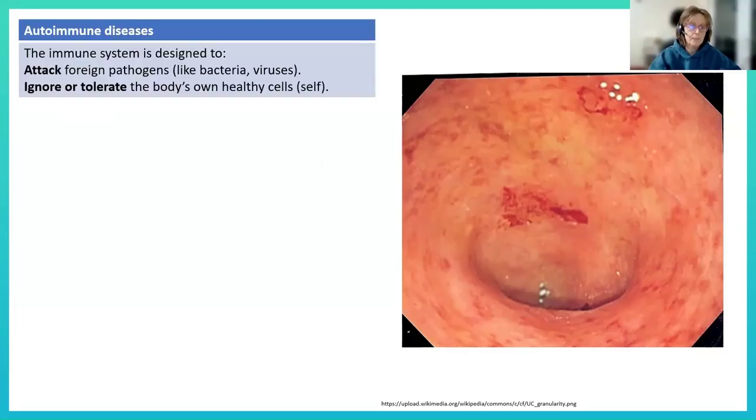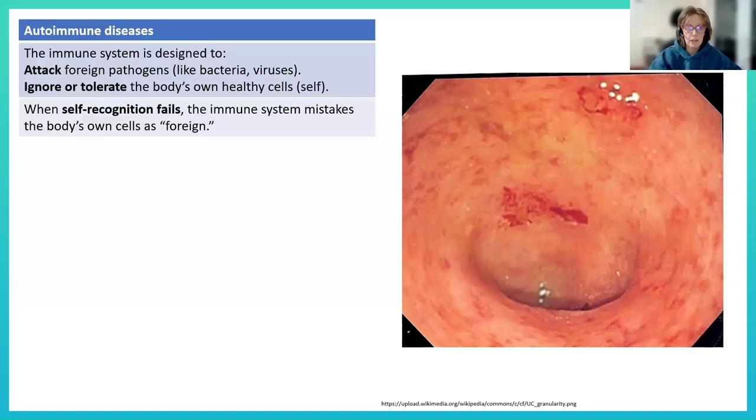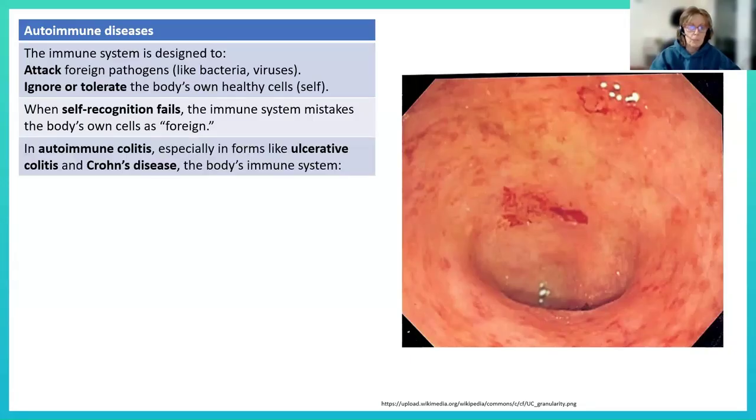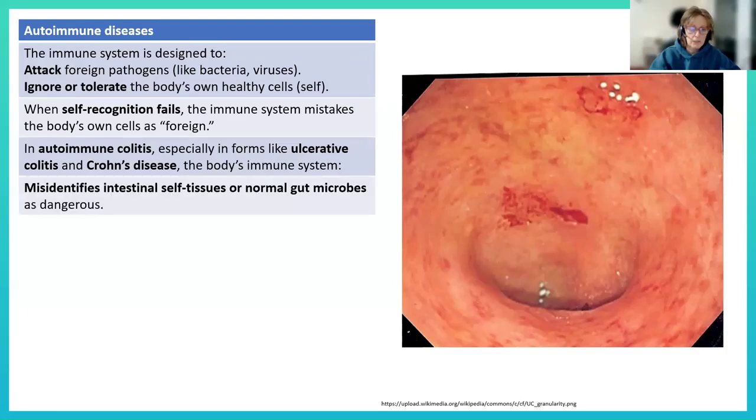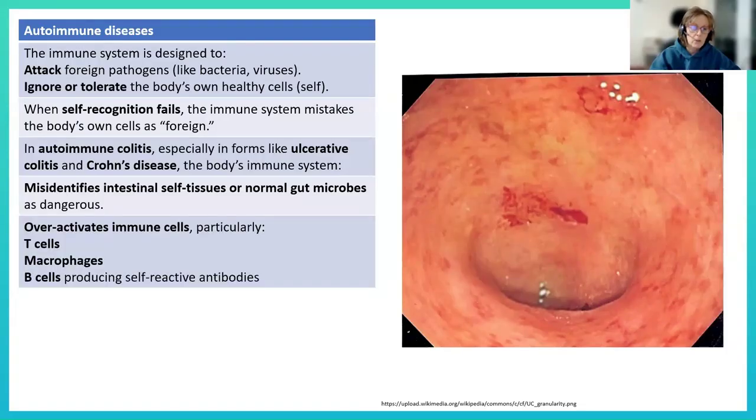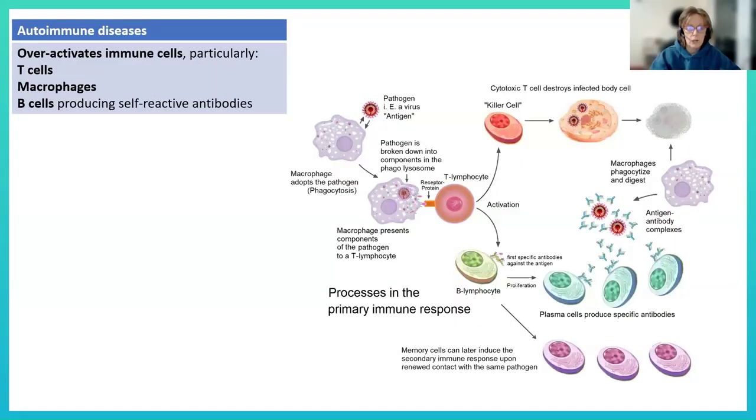So what's happening is the immune system, which has obviously evolved to attack pathogens like bacteria and viruses and to tolerate the body's own cells, the self cells, fails to recognize the body as self and starts to think of it as foreign. In autoimmune colitis, in things like ulcerative colitis and Crohn's disease, the body misidentifies the self tissues or normal gut microbes as dangerous. It overactivates the T cells, macrophages, and B cells, which are present.